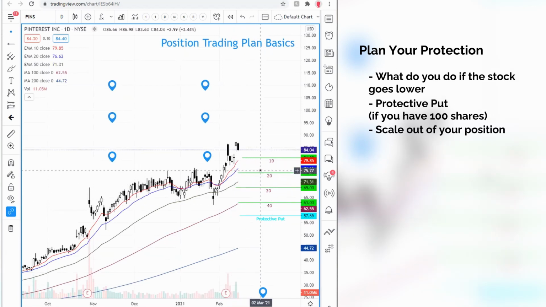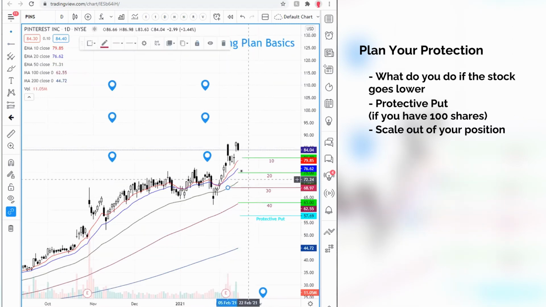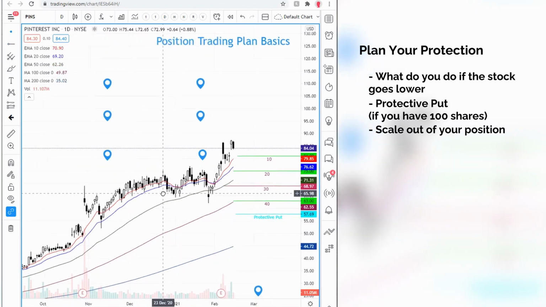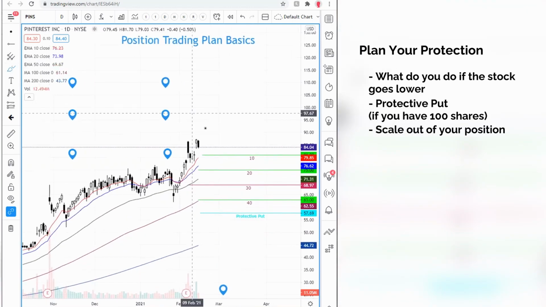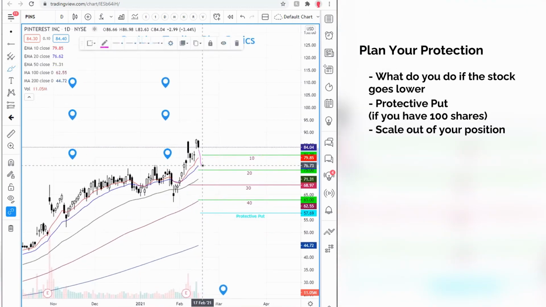So if you get a bounce and it comes up, our average price on this exact trade would be $69. So if the stock came down and we were wanting to protect and we didn't have 100 shares, came down and it bounced up a little bit, we could scale out of a few shares, in case it was going to roll over and come back down and we didn't want to get into it.